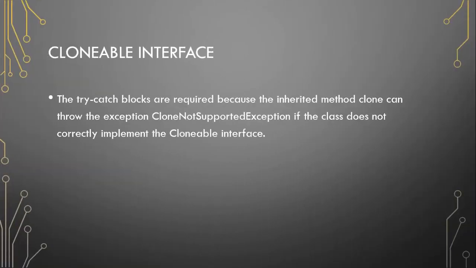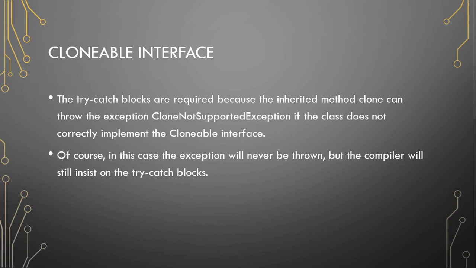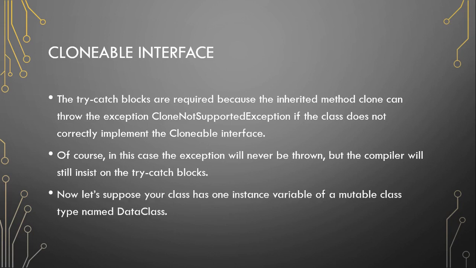Now, the try catch blocks are required because the inherited method clone can throw the exception, CloneNotSupportedException, if the class does not correctly implement the Cloneable interface. Of course, in this case, the exception will never be thrown, but the compiler will still insist on having try catch blocks. Now, let's suppose your class has one instance variable of a mutable class type named DataClass.